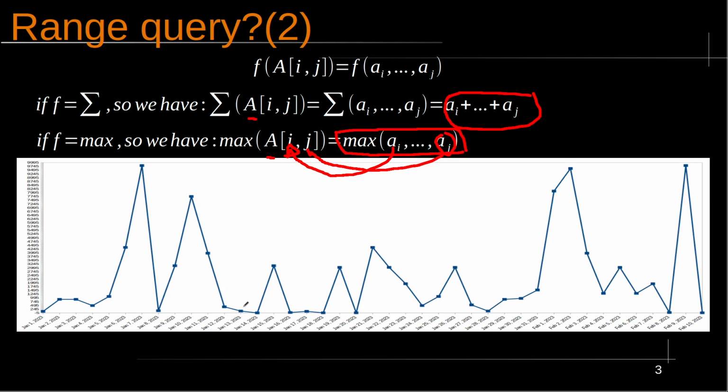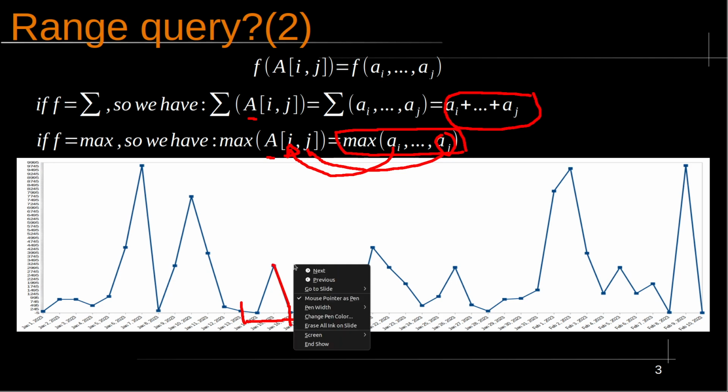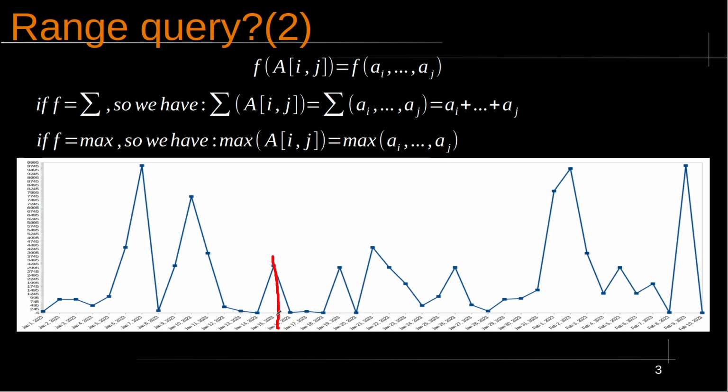For example, here, if we want to compute the maximum from this point to this point, as you see, the maximum is here, this one, for example, or this one. From here to here, this range, the maximum, I think, is this one. So this is the definition of a range query.